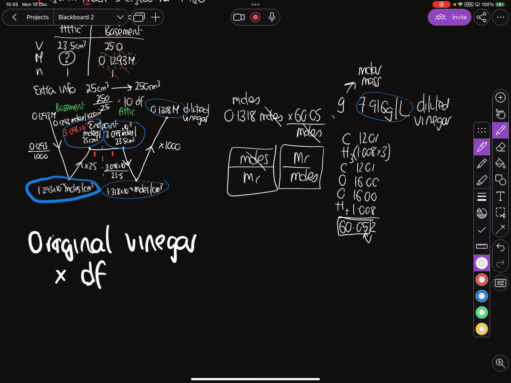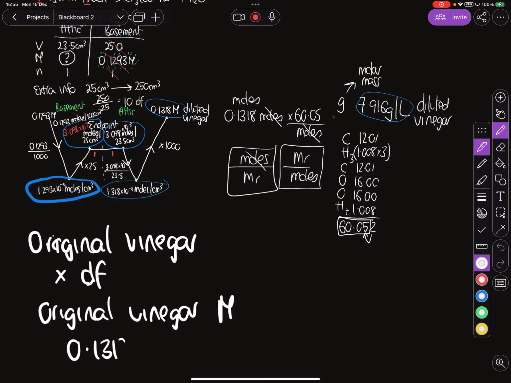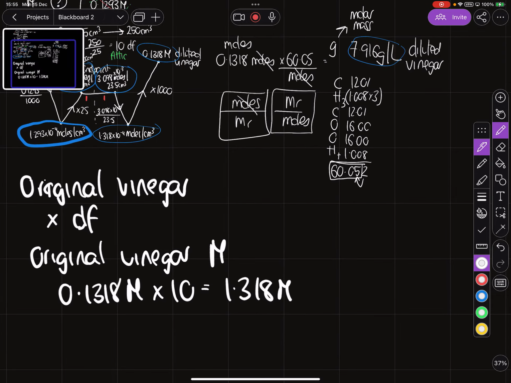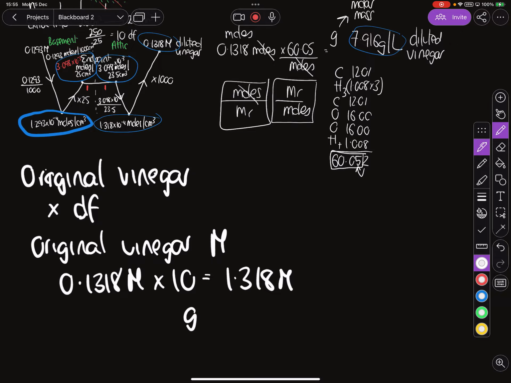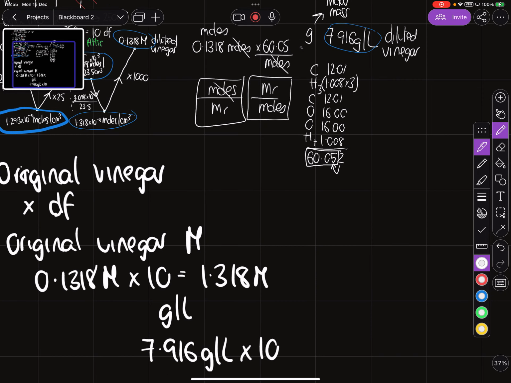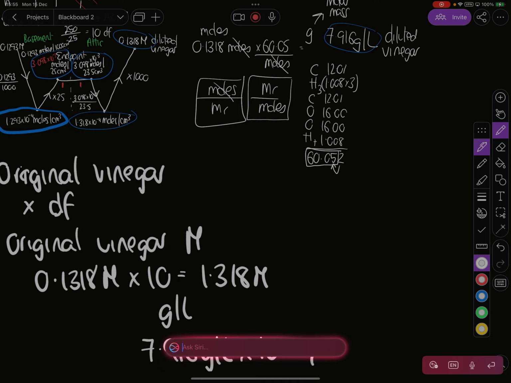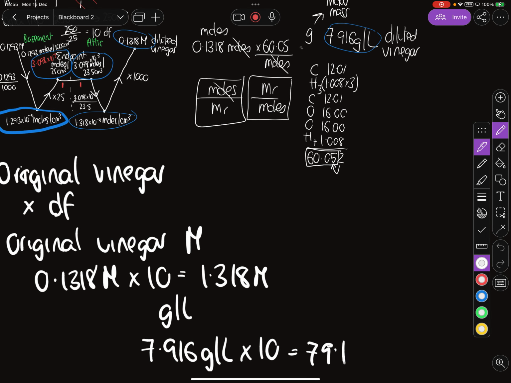So if I want to find out the concentration of the original vinegar as a big M value, all I'm going to do is take 1.318 big M, and I'm going to multiply it by 10, and now I have the concentration of my original vinegar. If they asked for it in grams per litre, it would be the same thing. It would be 7.916 grams per litre. I would be multiplying it by my dilution factor of 10, and now I am at 79.16 grams in a litre.